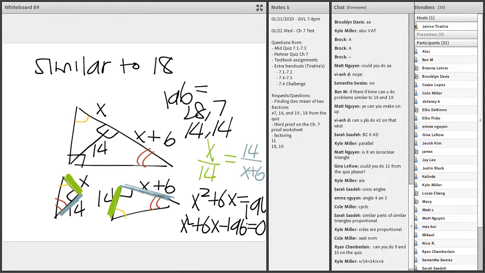You want to make sure you set it up correctly. And then you cross multiply, you do your algebra. And I'm sorry, this one we couldn't factor. On the test, we were more thoughtful, so we made sure that they are factorable. But this one, off the top of my head, I can't think of numbers that multiply to 196 and add to 6. Yeah.